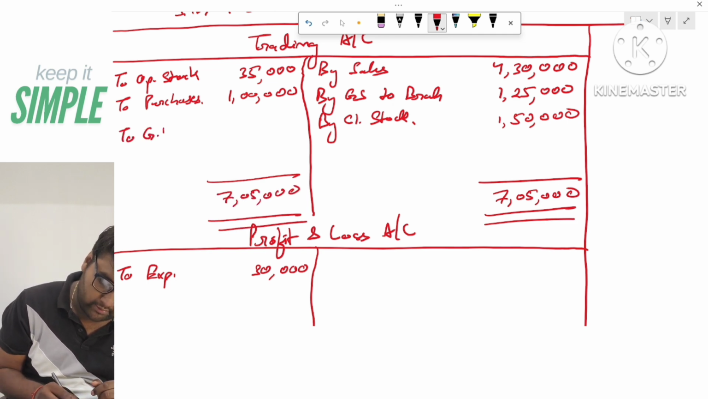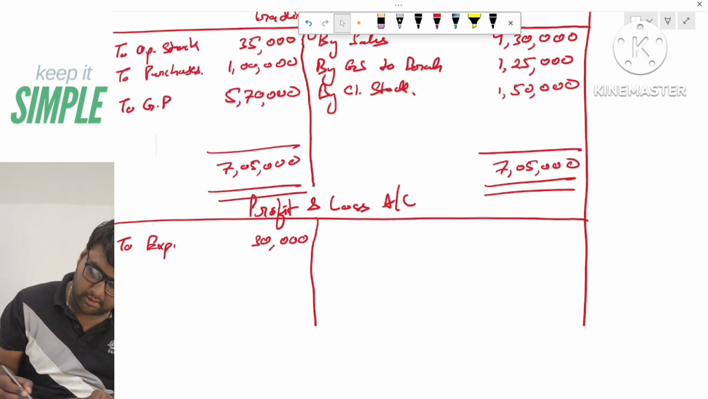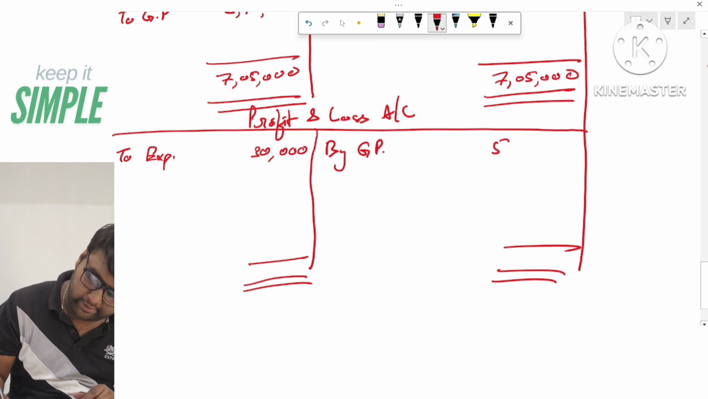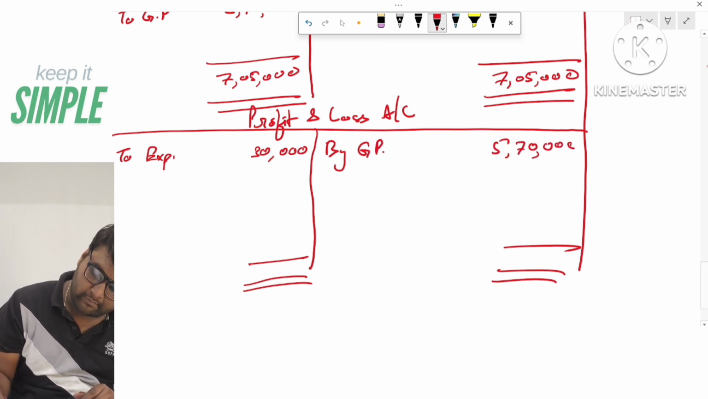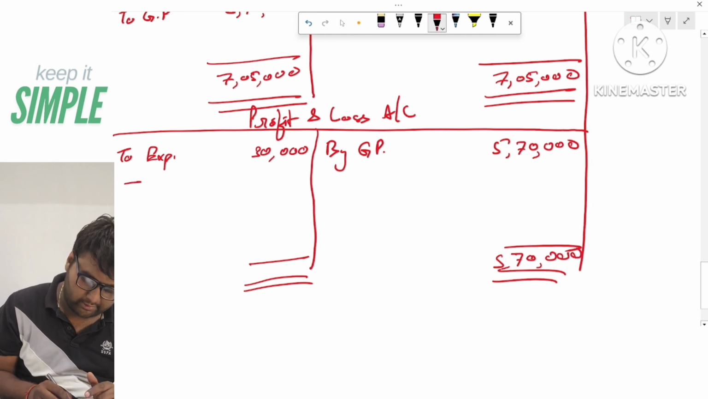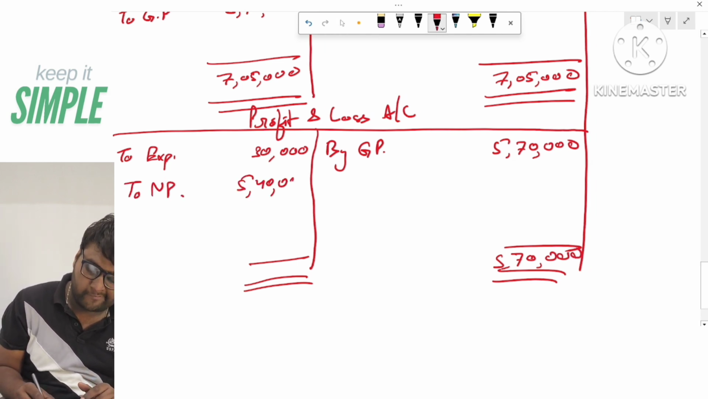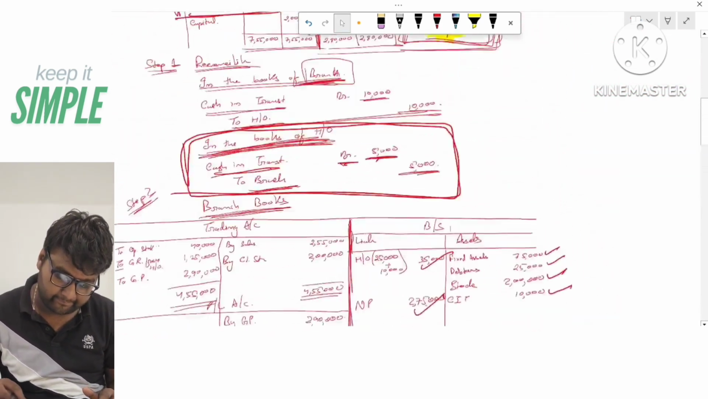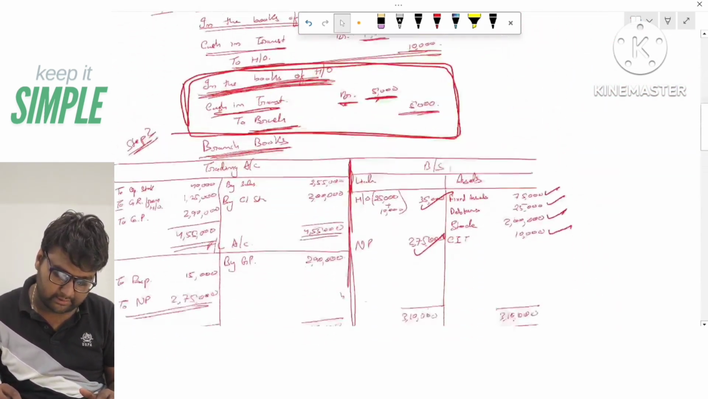To gross profit 5,70,000. So by gross profit 5,70,000, we'll get our net profit as 5,40,000. Done. Our step 3 is also done. Very easy step. Nothing complex.